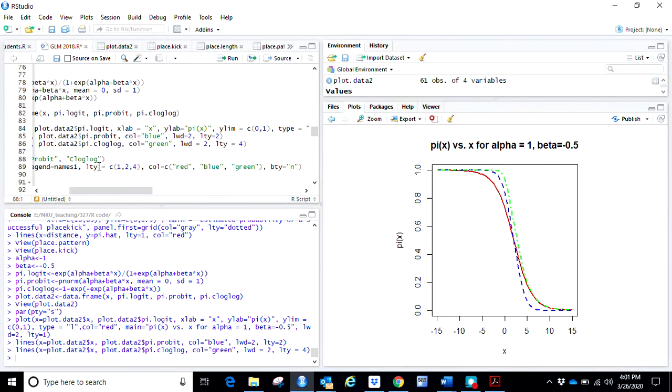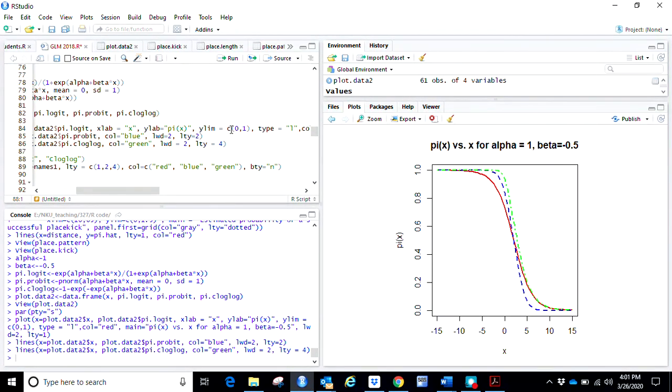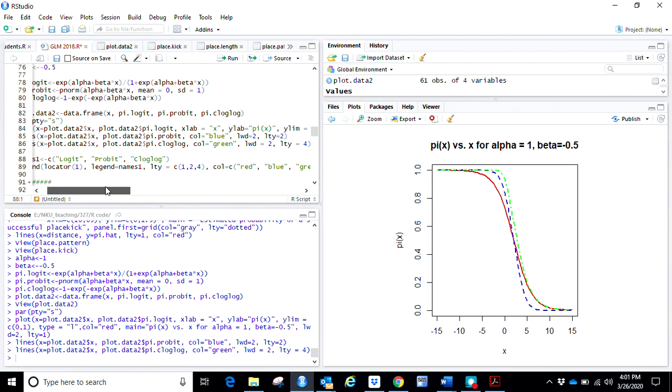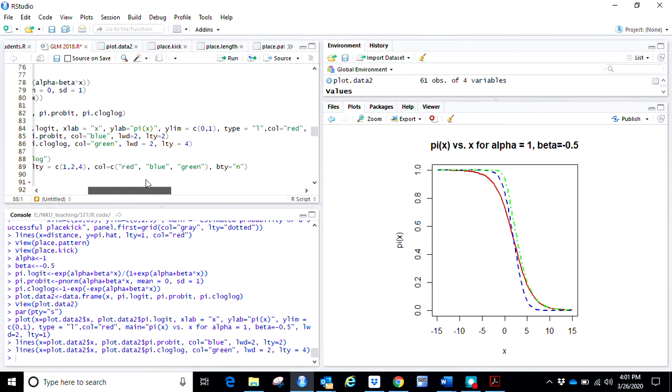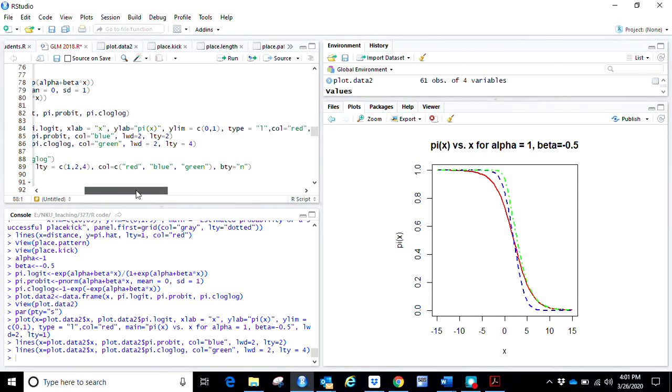For my line types, notice I'm going to match what I had up here. So the type here was 1, type here was 2, and then type 2 here, and the type 4 there. So I'm just making sure I have those same lines in my legend as well. And then my colors in the same order. So I did logit, probit, complementary log. So logit was red, probit was blue, and the complementary log was green. The bty just stands for box type, and so n just means I'm going to put no box around it.